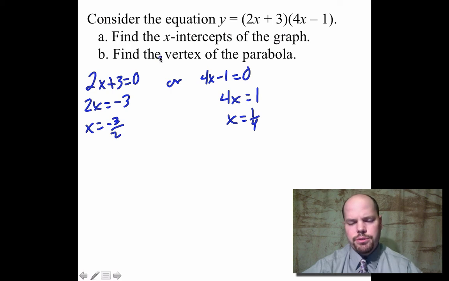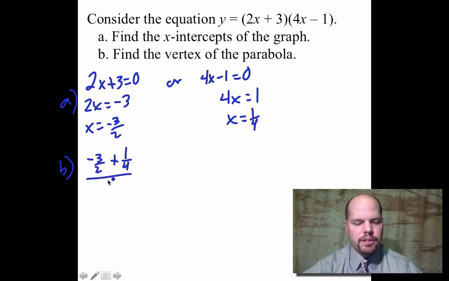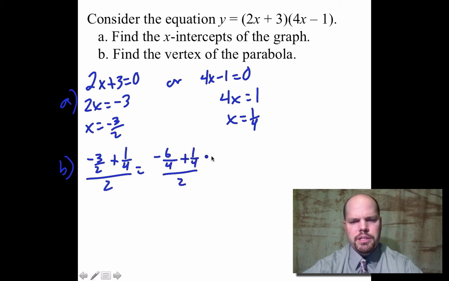Now the vertex is going to occur halfway in between those. So we need the average of those two. So it would be negative 3 halves plus 1/4 divided by 2. We need to add these up here. So we'd get negative 6 fourths plus 1/4 divided by 2. So this would be negative 5 fourths.